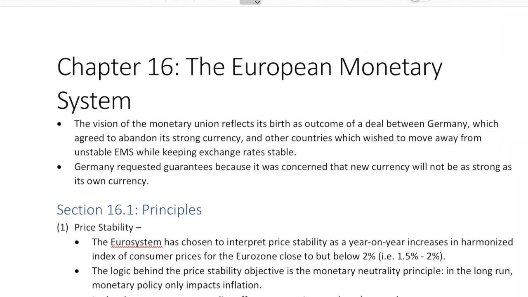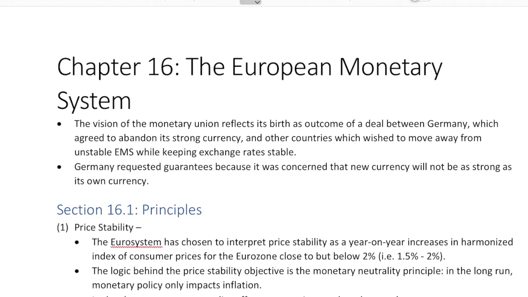So in chapter 14, we spoke about the history of essentially money in the European area, and we talked about how money played a role, say, several hundred years ago, all the way to the establishment of the European monetary system, followed by the adoption of the euro on January 1st, 1999.